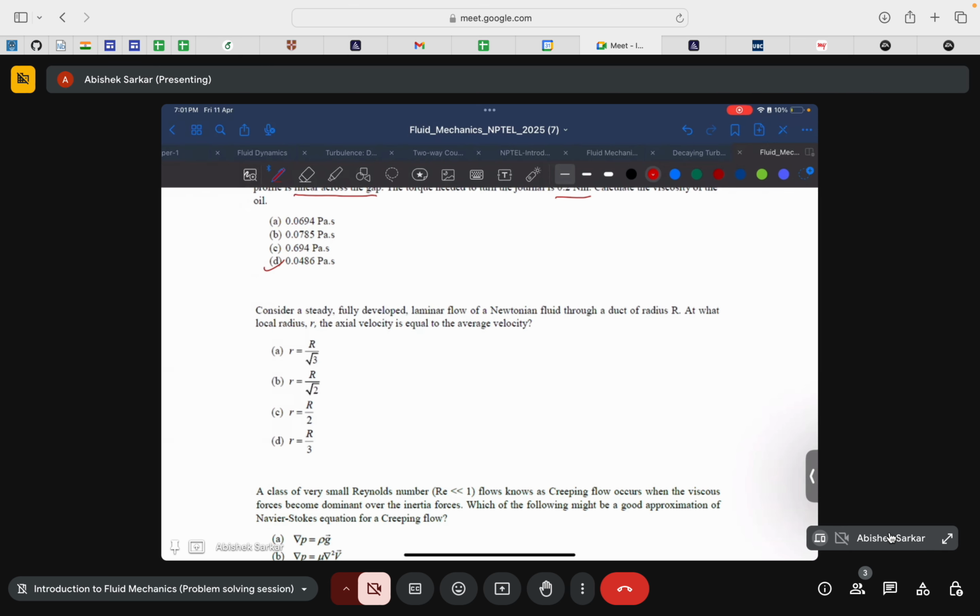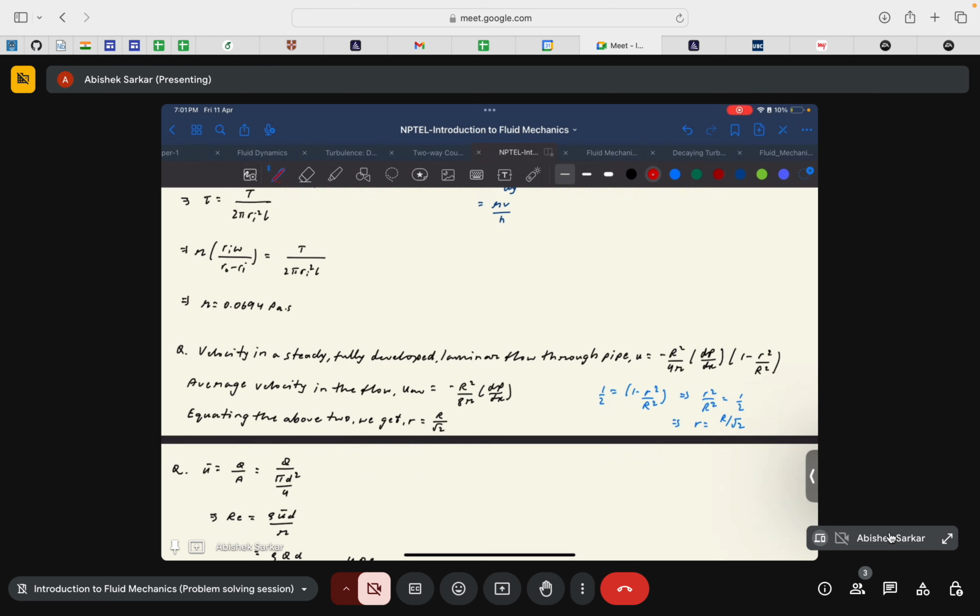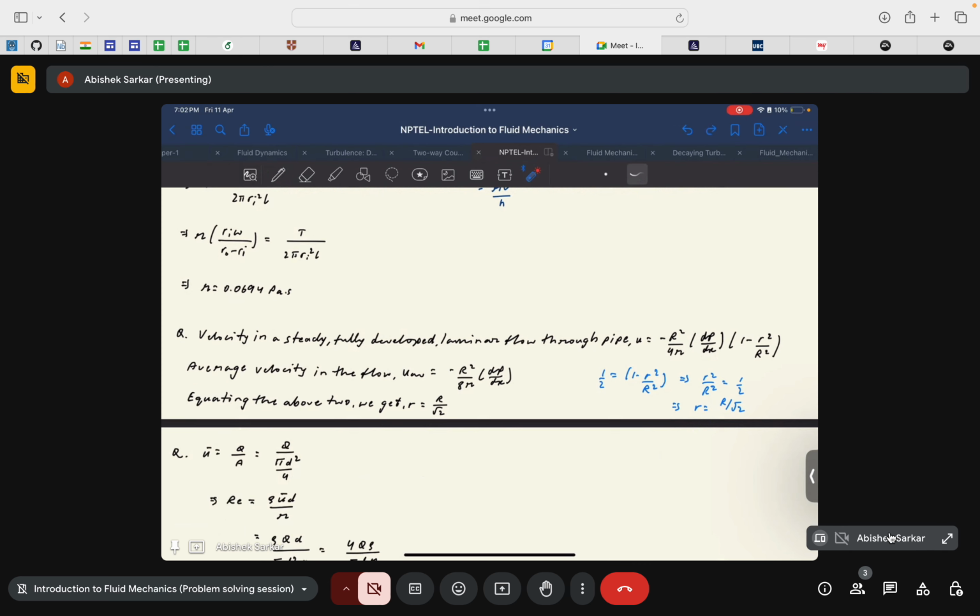So for velocity in a steady fully developed laminar flow through a pipe, we have u is equal to minus R square by 4 mu dp by dx times 1 minus r square by R square, where small r is the local radius and capital R is the radius of the pipe. And the average velocity of the pipe is given by R square by 8 mu dp by dx.